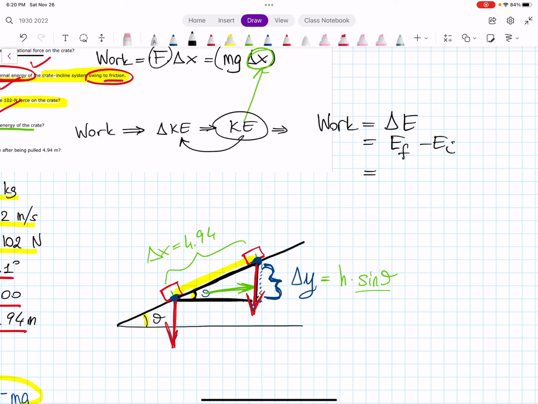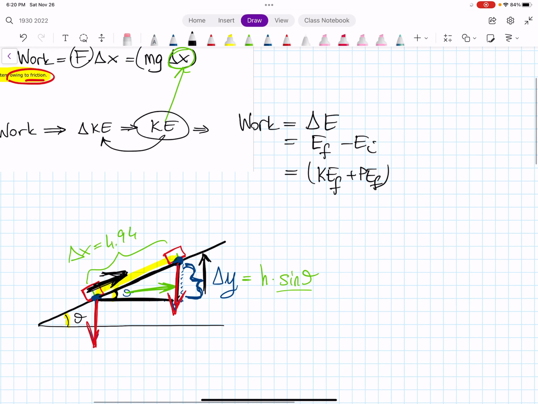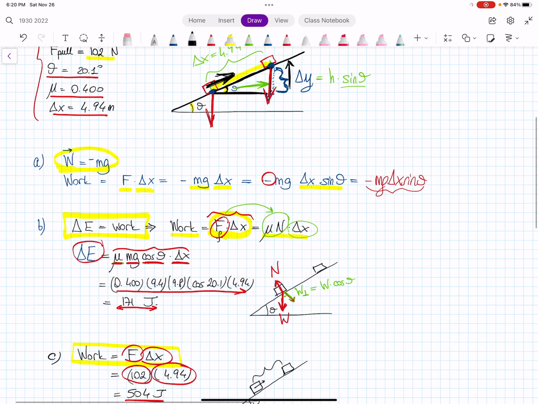How many forms of energy do we have? We have kinetic energy final plus potential energy final. Why? Because the object is moving vertically as well as moving parallel to this surface. Minus the kinetic energy initial plus the potential energy initial is equal to the total work being done. So let's scroll over.